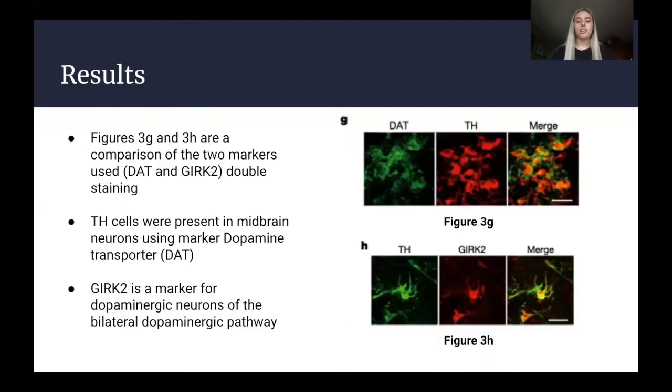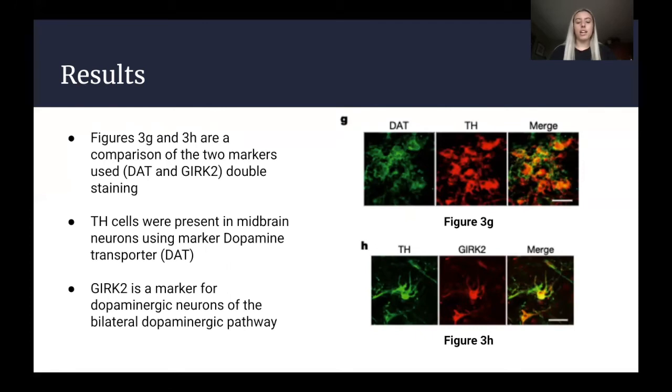The last two figures, 3G and 3H, represent markers DAT and GIRK2. This was used in comparison to TH in their merged images. The dopamine transporter, or DAT, is a membrane-spanning protein that pumps the neurotransmitter dopamine out of the separation of the two neurons back into cytosol. TH cells are present in figure 3G, which used DAT.